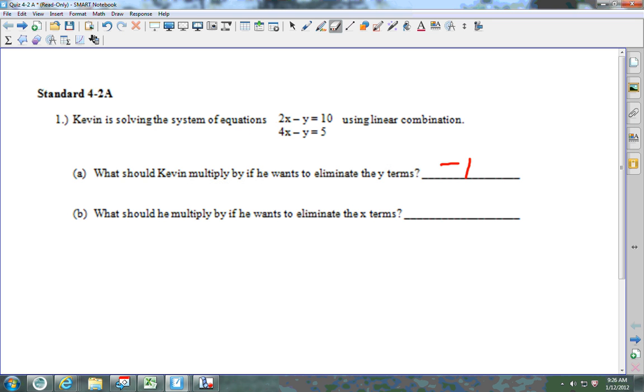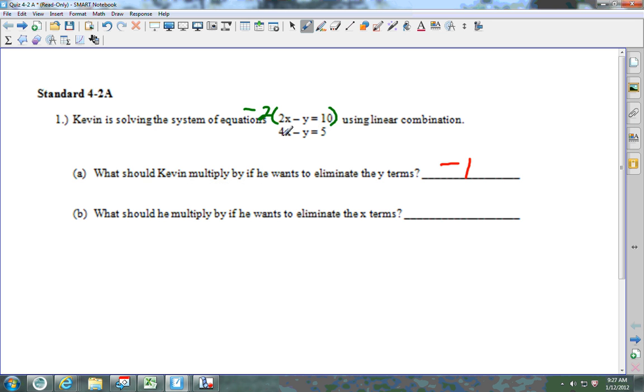Now, if I wanted to eliminate the x's first, just by choices of preference, if I look at the x's, I need to take the smaller number. What number does this x need to be in order to make this 0, to make the x's cancel out? It needs to be a -4, but how do I get -4? I multiply it by a -2.